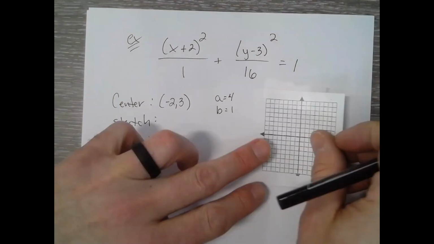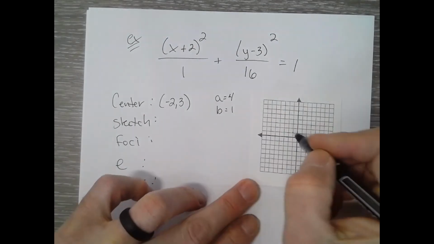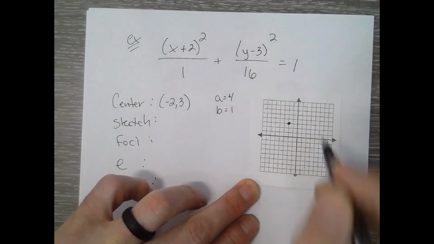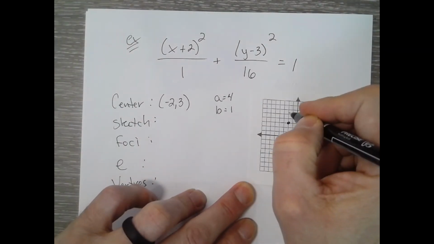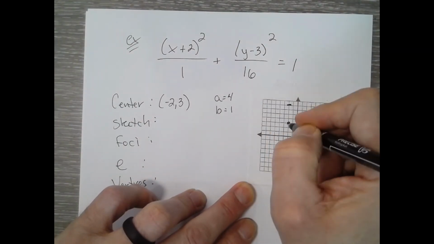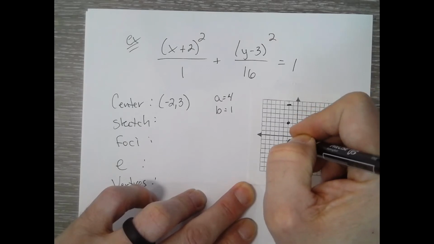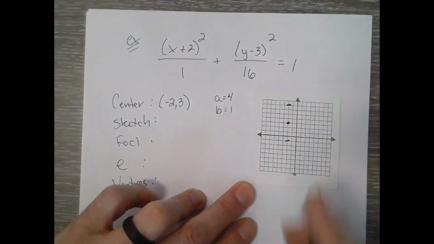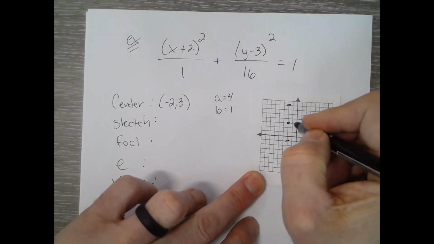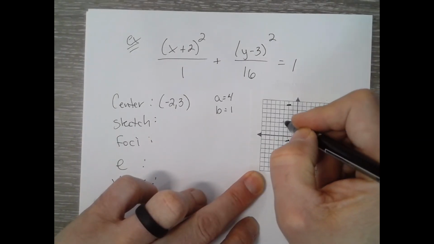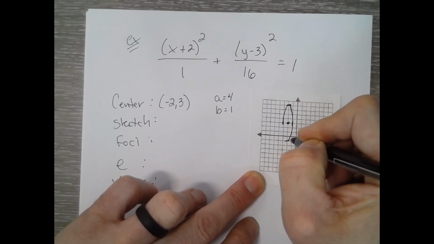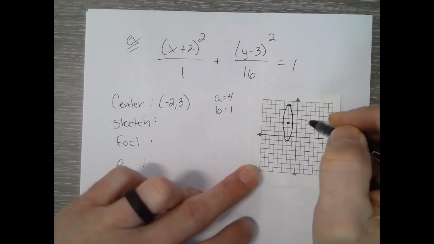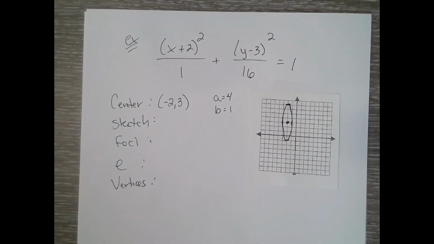So if I have negative 2, 3, there's my center. And A is 4, and it's vertical. 1, 2, 3, 4. There's the top. 1, 2, 3, 4. There's the bottom of my ellipse. We know B is 1. Oh boy. It's a skinny one. All right, there's my sketch.